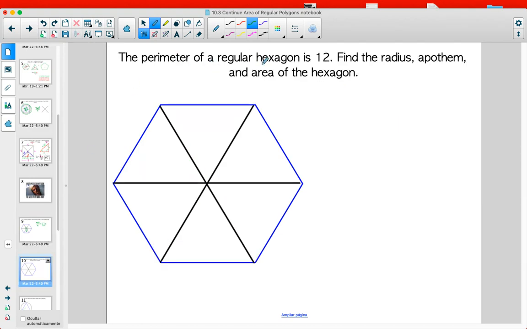The perimeter of a regular hexagon is 12. That's important. Find the radius.